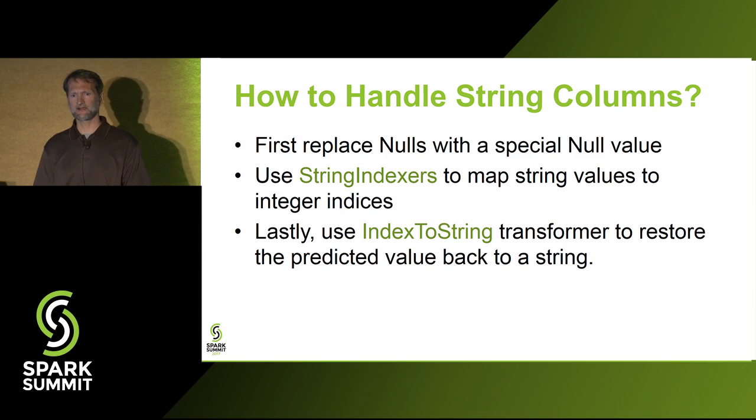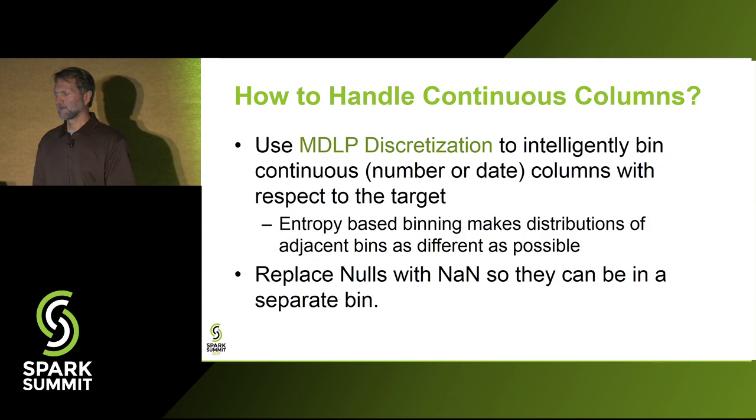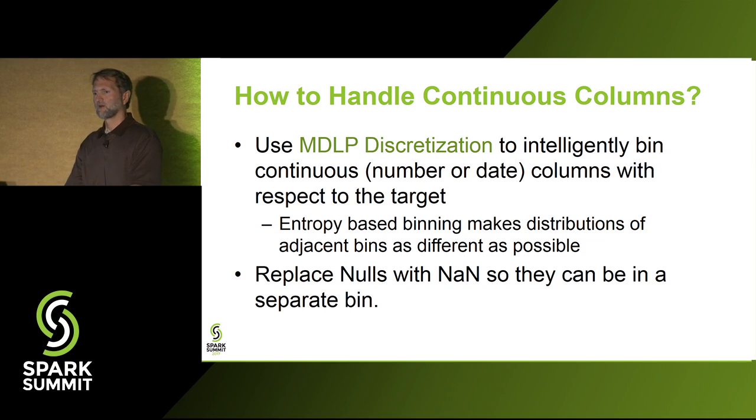If you have string columns in your data, the first thing we'll do is replace all the null values with some special null value that's distinct from all the other ones. And we can use string indexers to map those string values into integers. And then lastly, after the prediction's done, we can use a string index to string transformer to get back to the original string value. Now, continuous columns present a special problem.